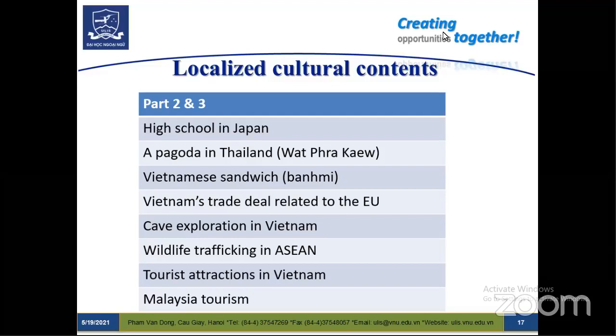For example, it can be a high school in Japan, a pagoda in Thailand, or the Vietnamese sandwich, which we call bánh mì, or the Vietnamese state related to the EU. So the majority belongs to Vietnamese culture. However, the test also includes something related to other Asian countries, like Thailand or Malaysia, and Japan.